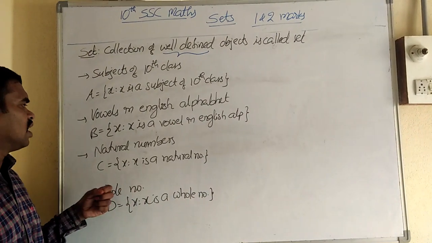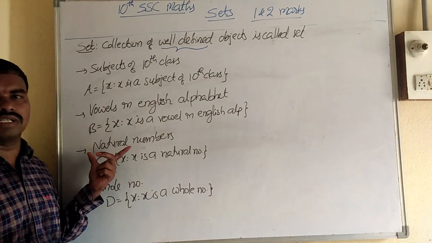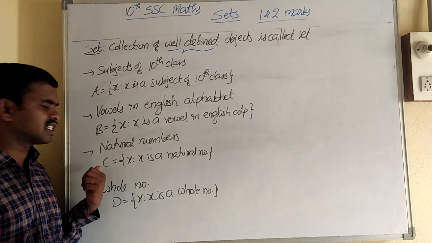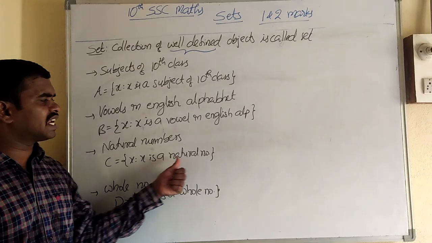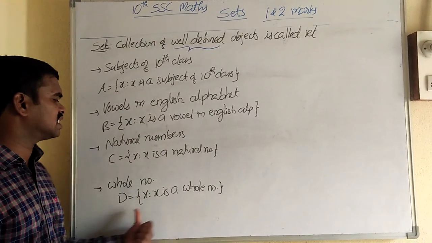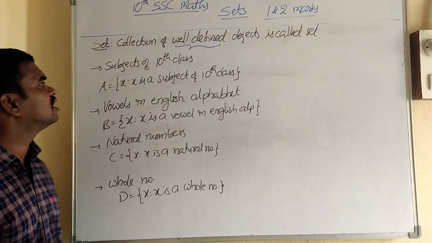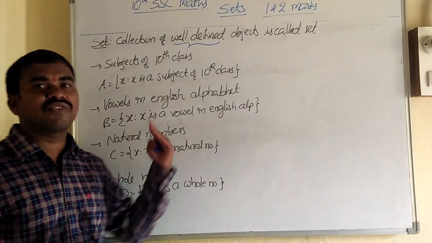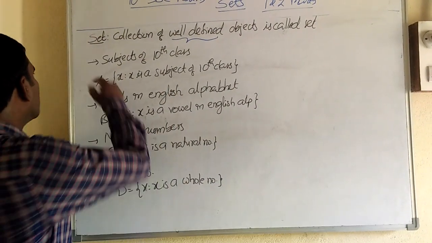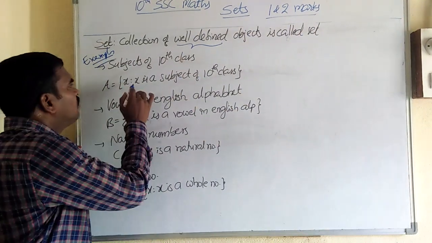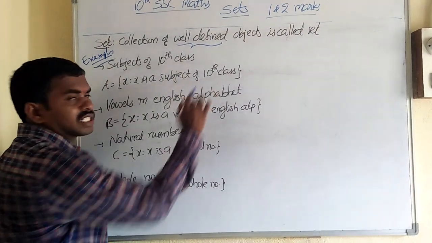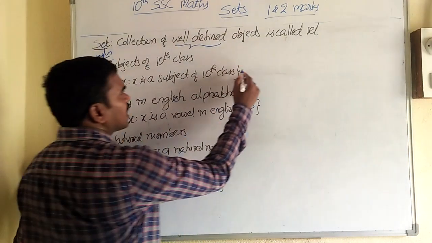This is a set. And one more example, natural numbers. How can we define it as a set? For example, set C equals set of x such that x is a natural number. Like that, x is a whole number, x is an integer. Not only these, we can also write many more examples. These are all examples. But moreover, we write a set in statements, and it can also be written another way.